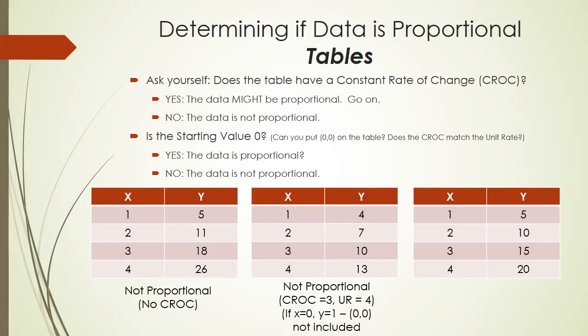The third one here is proportional. I have a CROC of 5. The unit rate is also 5. If I were to take 1 away from x, I would have to take 5 away from y, and I would get x equals 0, y equals 0. In this case, I would call my constant of proportionality 5 because the CROC and the unit rate are both 5.